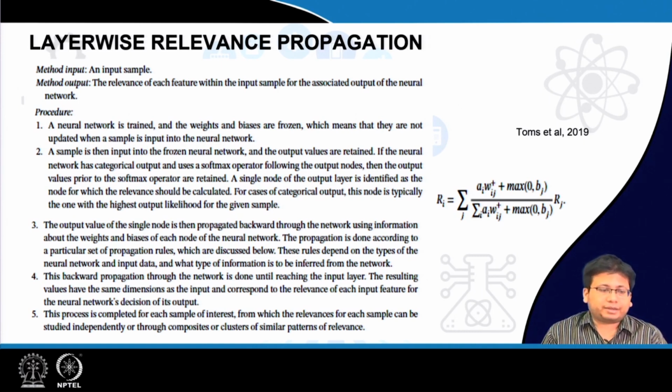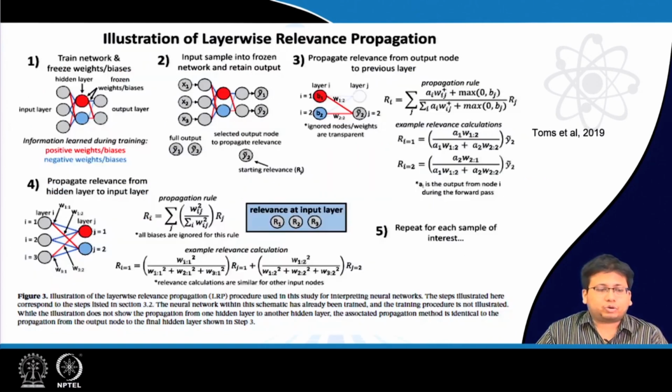The next task is layer wise relevance propagation. In this case the input is an input sample, and the method's output is the relevance of each feature within the input sample for the associated output. That is, when the input is presented, the neural network which you have created will definitely give some output, but which of the input features was actually most crucial or most important in determining that particular output?